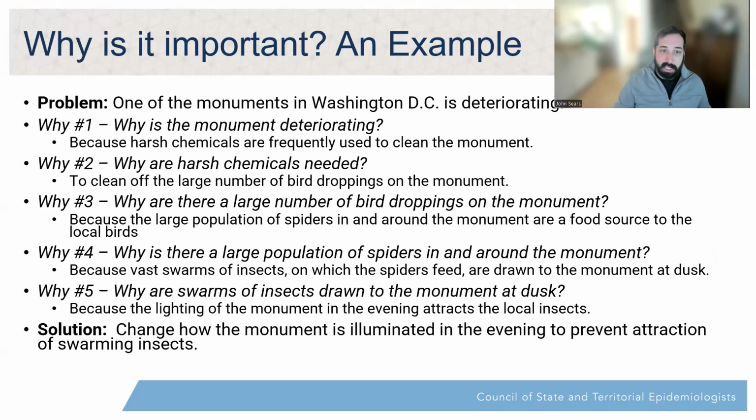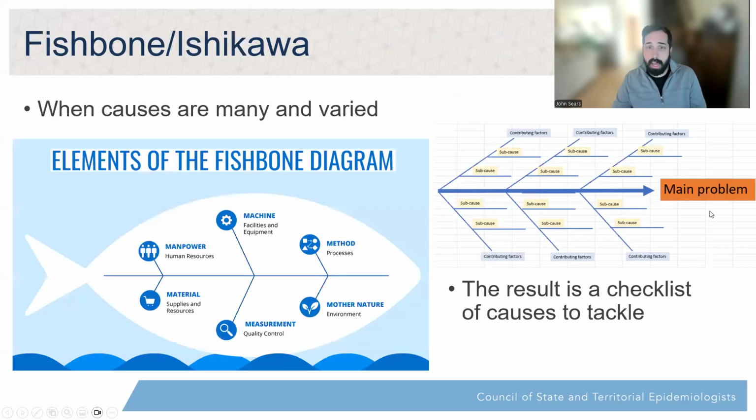So instead of changing the cleaners, building elaborate contraptions to stop birds or bugs, all we do is change how the monument is illuminated and we deal with the swarming insects. That's why it's so important to ask why. Sometimes, however, it's not linear.